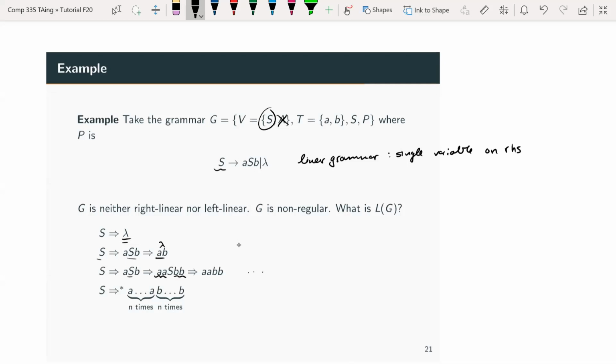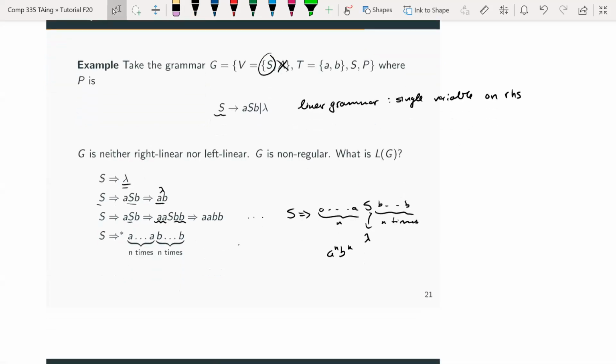And so in general, S gives me A n times S, and then B n times. Then at some point you could replace S with lambda. And so all of your strings are going to look like A^n B^n, okay? And if the professor hasn't talked about this yet, A^n B^n is one of the first languages that you're going to see that is not regular.